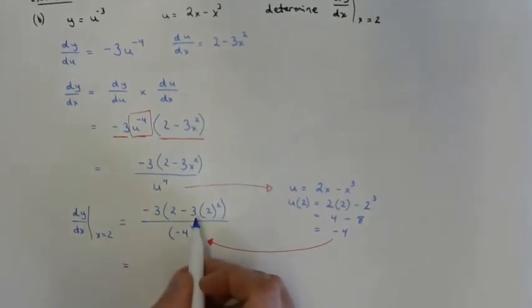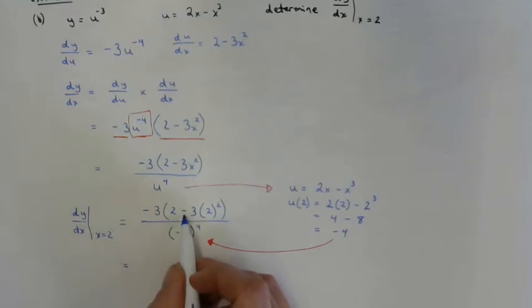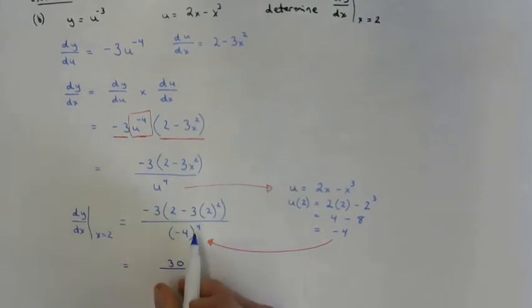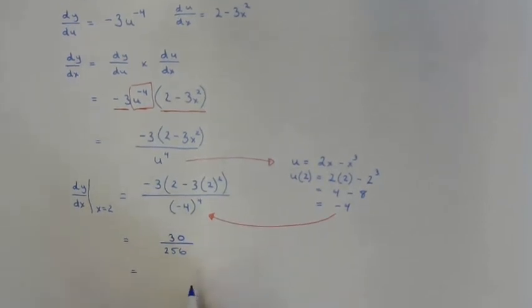The numerator can simplify. We have 2 squared, which is 4, times 3 is 12. So we've got 2 minus 12, which is negative 10, times negative 3, which is positive 30. And negative 4 to the power of 4. And 4 to the power of 4, I know it's going to be positive because it has 4 positive factors. That is 256. Both of these are even numbers, so this can reduce, at least they're both divisible by 2, to 15 over 128.